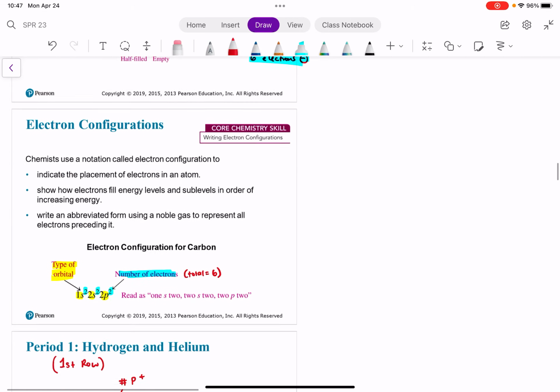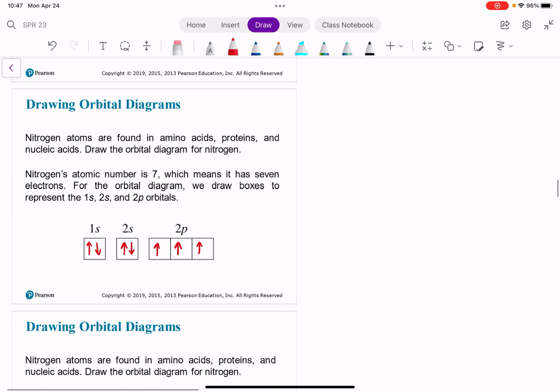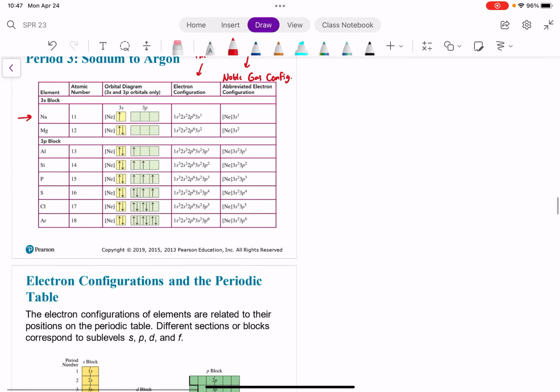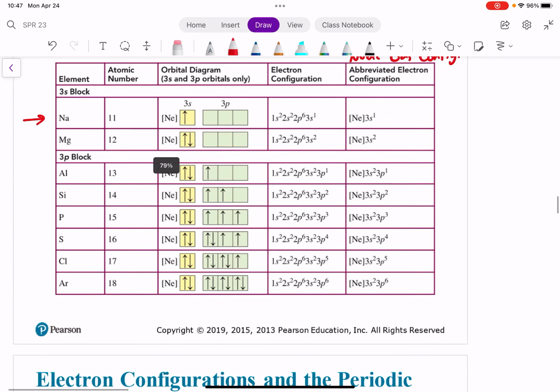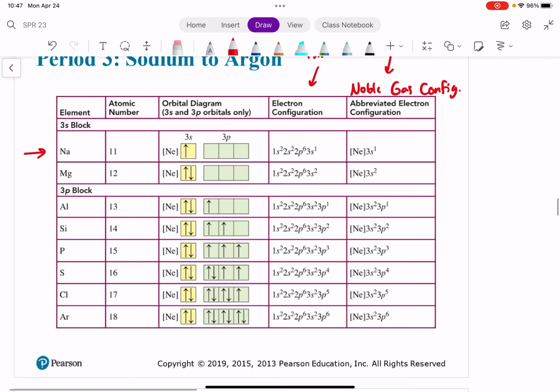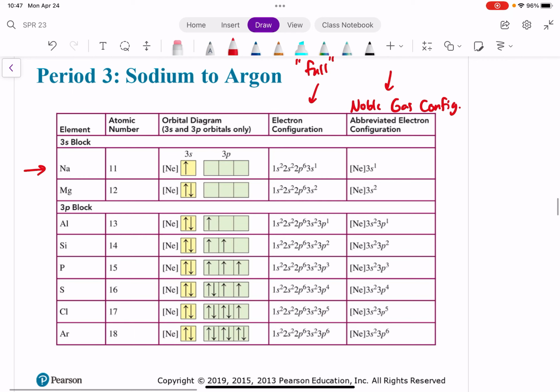Okay, stick with me, you guys. I know these are long videos this time. There's a lot to cover, though. Now, our 3p block, same idea, right? You can get all the way to 3p6. Remember, your p sublevel has 3 p orbitals, and each of those orbitals can hold 2 electrons, so that's a total of 6.